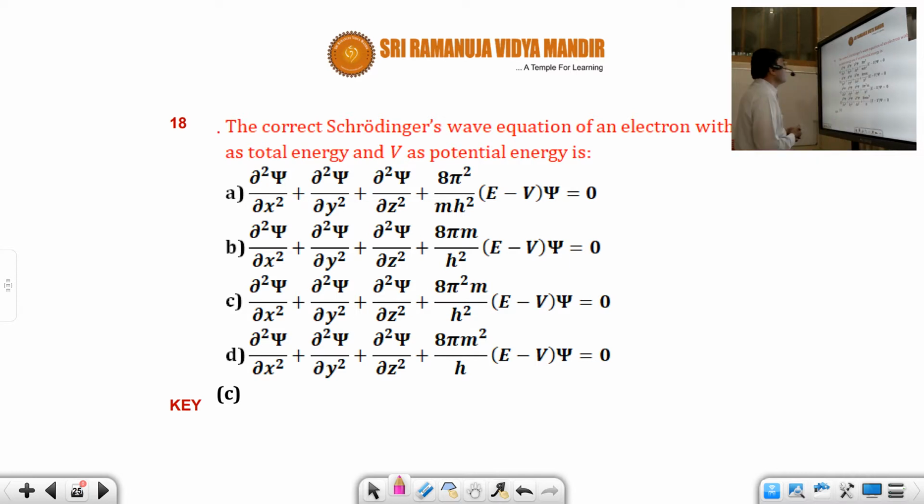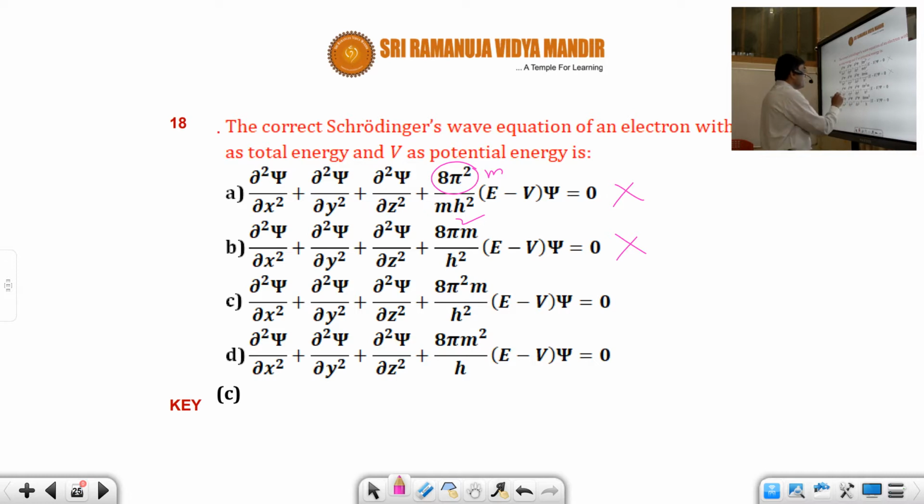So which case is right? Dou square psi by dou x square, dou square psi by dou y square, dou square psi by dou z square, 8 pi square m. So it is wrong. Now here 8 pi square should be there. It is also wrong. See, in the examination you will make mistakes if you don't remember this. Yeah, you will be perplexed.